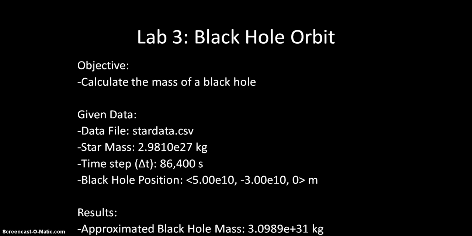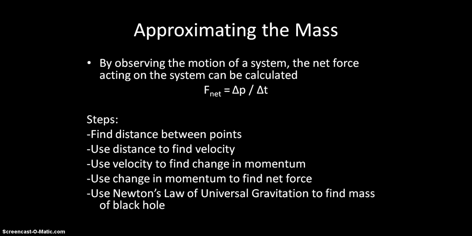The key assumption in this lab is that the only force acting on the star is the gravitational force of the black hole. With this assumption in mind, we move on to Newton's second law, which states that by observing the motion of a system, the net force acting on the system can be calculated. In order to approximate the mass of the black hole, several steps must be taken. First, we must find the distance between points of observational data of the star. This can easily be done by subtracting an initial position of the star from a final position of the star.